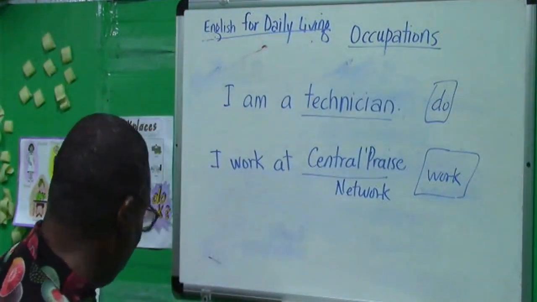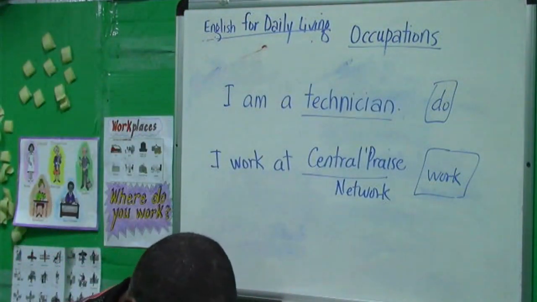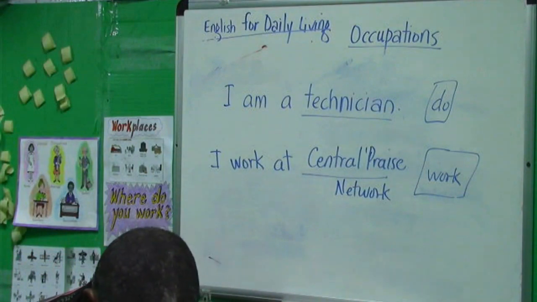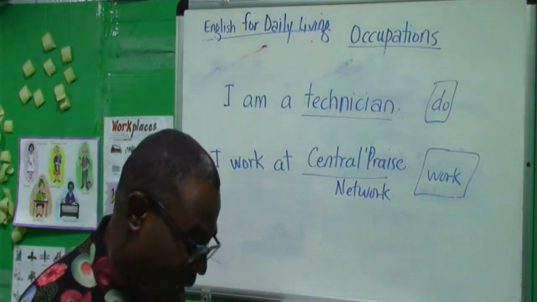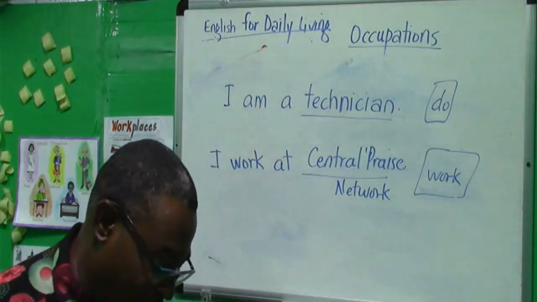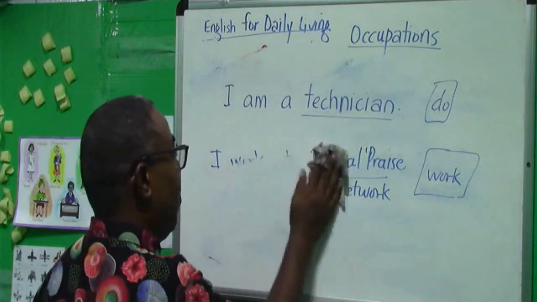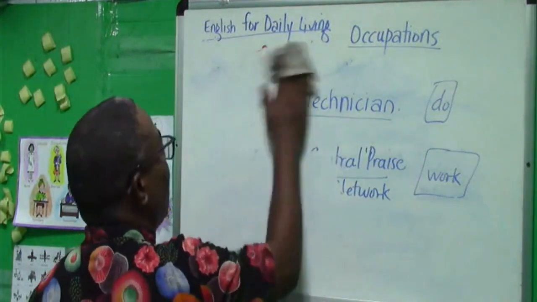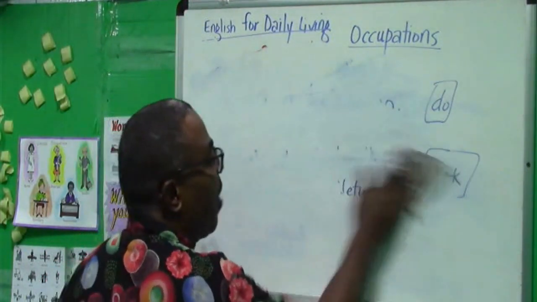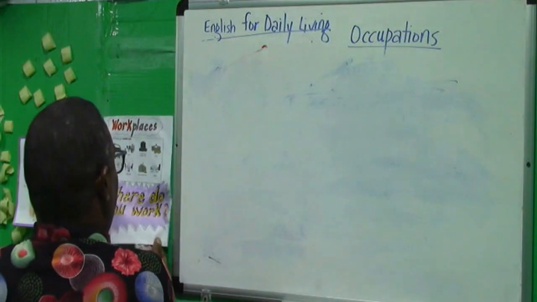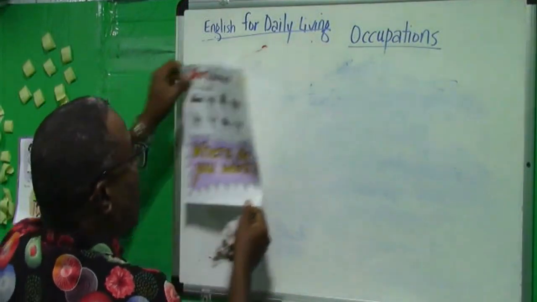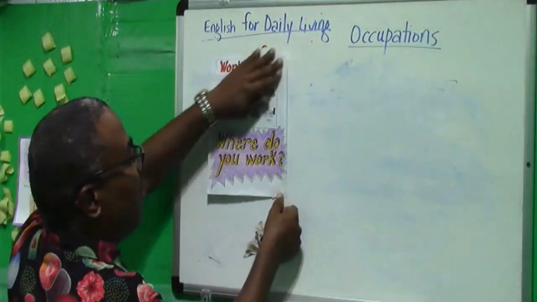Now, at this point in time, as we wrap up, let's talk about places of work. We're matching places of work with the occupations. So places of work, for example, where do you work?